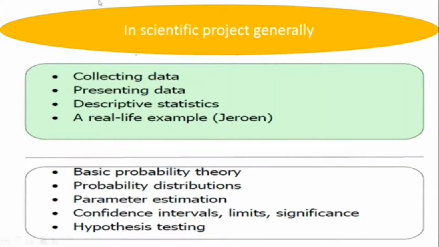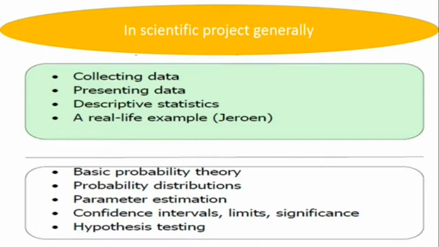So in a scientific project, generally you need to collect your data, present it, and finally make descriptive statistics. And to make descriptive statistics, you need to have basics in probability theory and probability distributions. If you want to go much further than descriptive statistics and make inferential statistics, you need to know how to estimate parameters. You need to have notions of confidence intervals, limits, significance. You need to know how to do hypothesis testing.